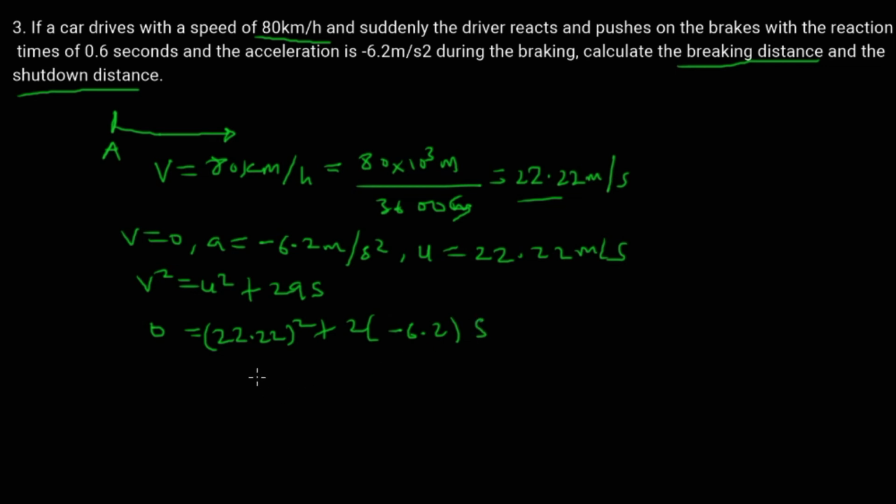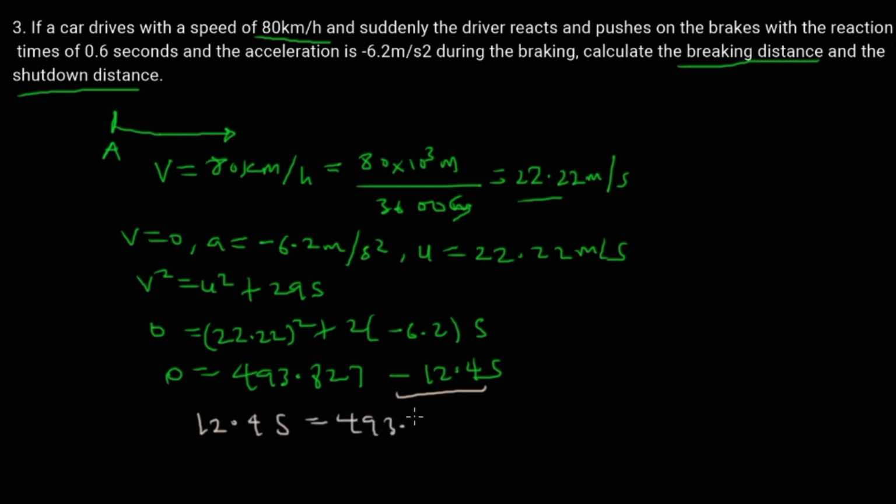All right, so 22.2 squared is 493.827, then minus 2 times 6.2, which is equal to 12.4, so 12.4s equals 0. If I transfer this to the other side of the equation so that I obtain positive, I will have 12.4s equal to 493.827. So divide both sides by 12.4.